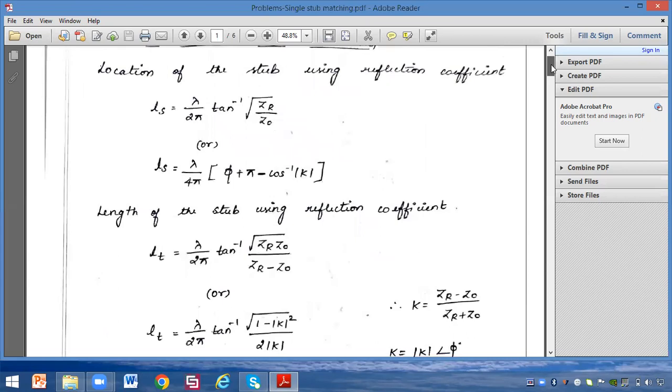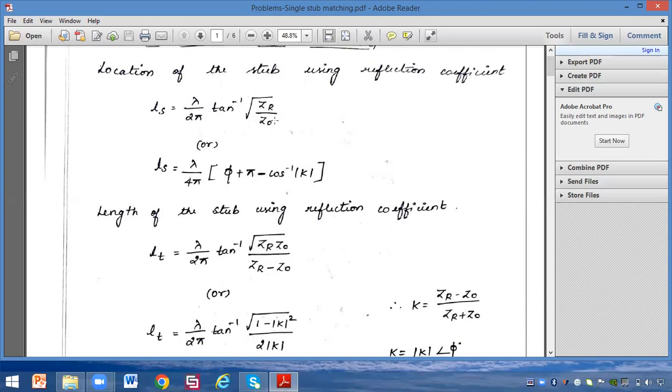So the length of the stub is given by LT is equal to lambda by 2 pi tan inverse of square root of 1 minus mod k square divided by 2 into mod k. Either you can use this formula or that formula. You can find the reflection coefficient and use this formula, or directly substitute the load impedance and characteristic impedance and use this formula.